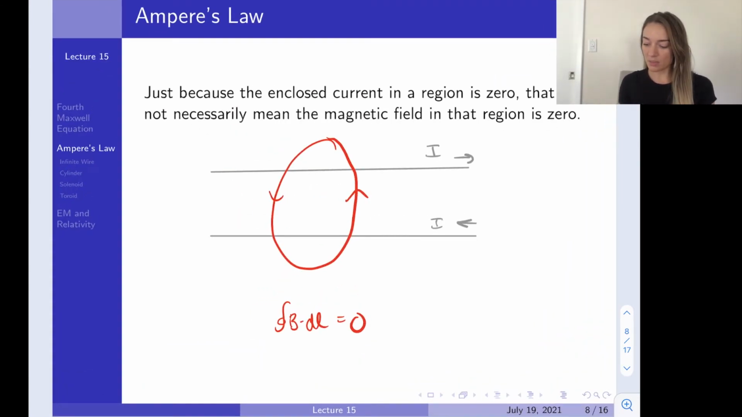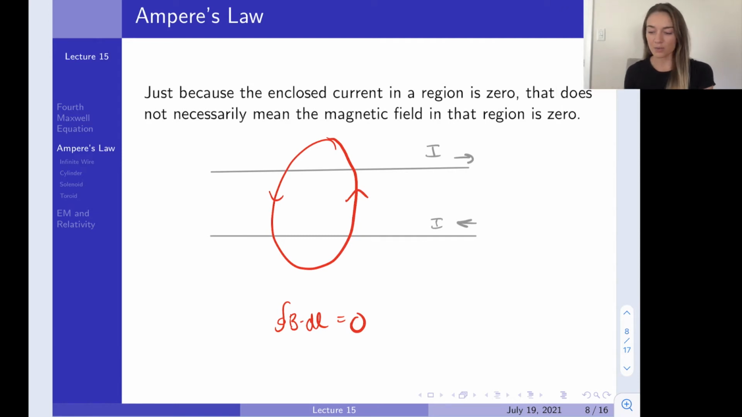So that's just something to keep in mind. In a general scenario, this is not necessarily true. Just think back to our last lecture where we calculated the force that these 2 wires exert on each other. Obviously the magnetic field between them is not 0. It's just the line integral of the magnetic field that encloses both of them that is 0.